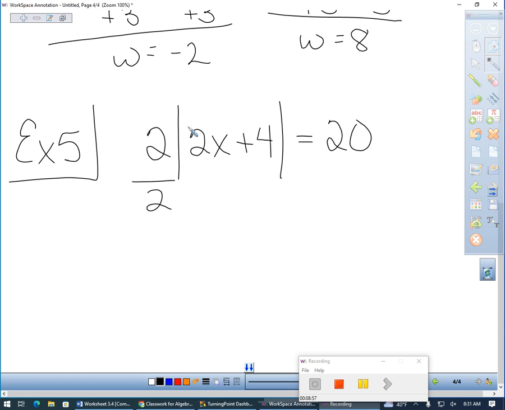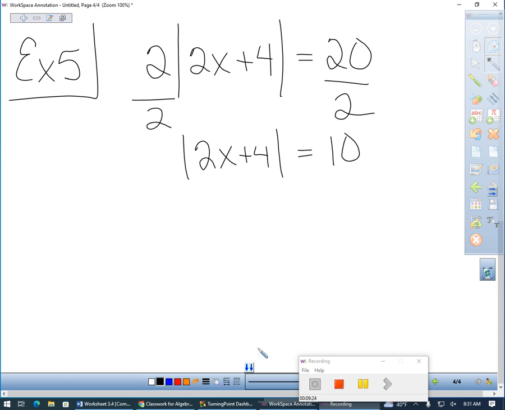I want you to think of those lines with the absolute value as like a jail cell. Like they're bars you can't get into. So you can't distribute in. That means we have to divide by 2. And whatever we do to this side, we have to do to this side. So it leaves me with the absolute value of 2x plus 4 is equal to 10.